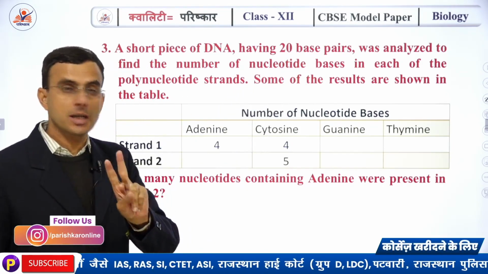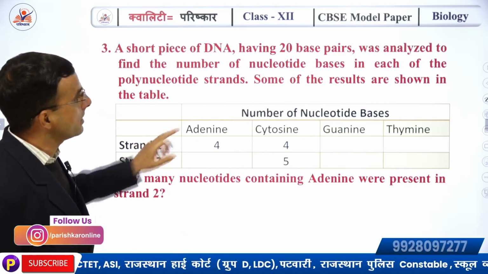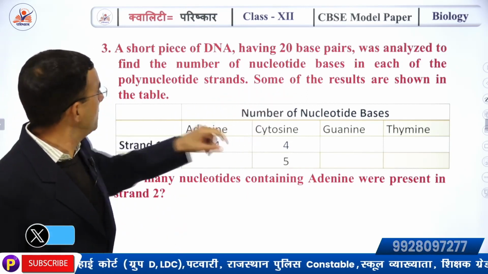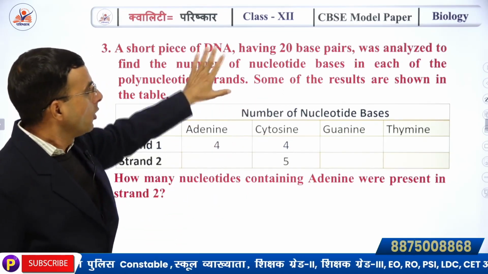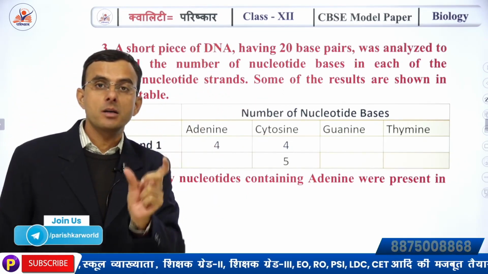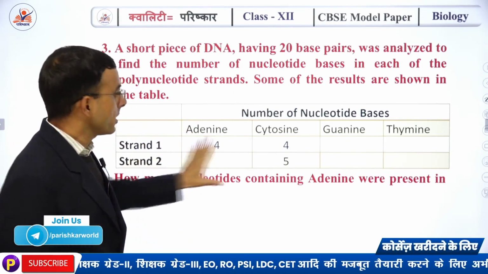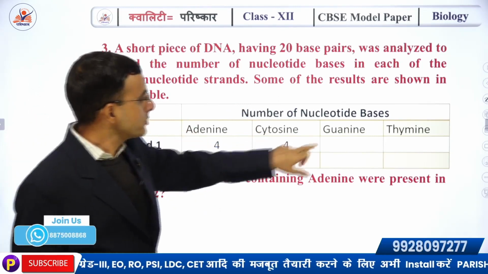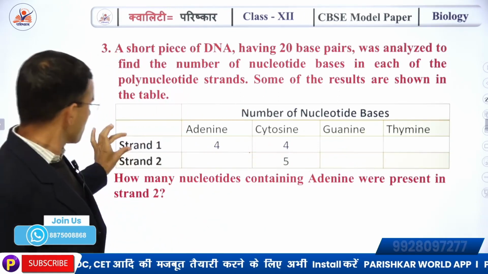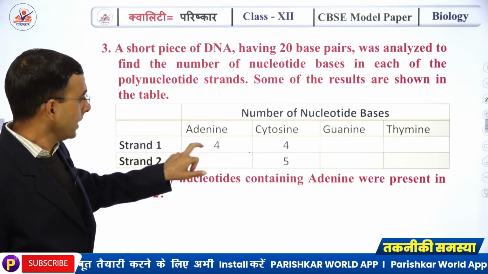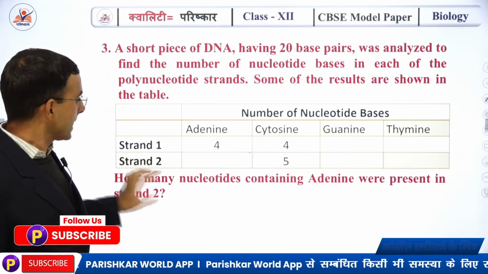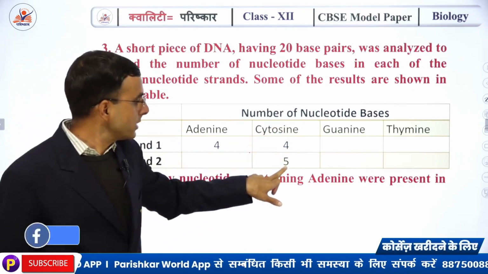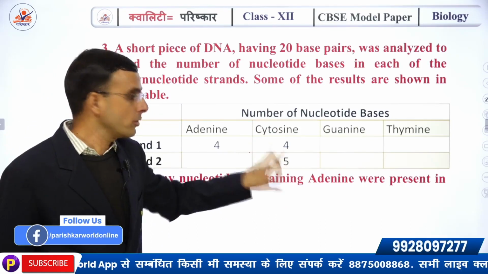There are two strands, one strand and second strand. The nucleotide bases in each polynucleotide are summed up. Out of these 20 base pairs, there are adenine, cytosine, guanine, and thymine. In the first strand, they found that adenine is 4 and cytosine is 4. And in the second strand, they found that cytosine is 5.